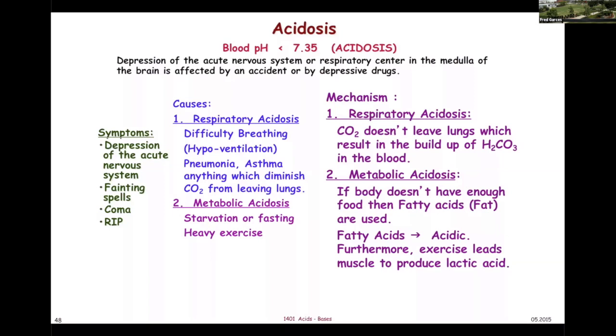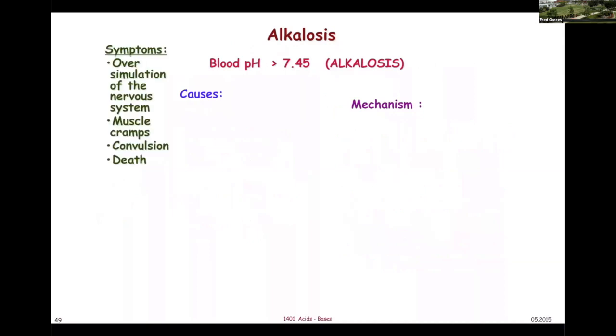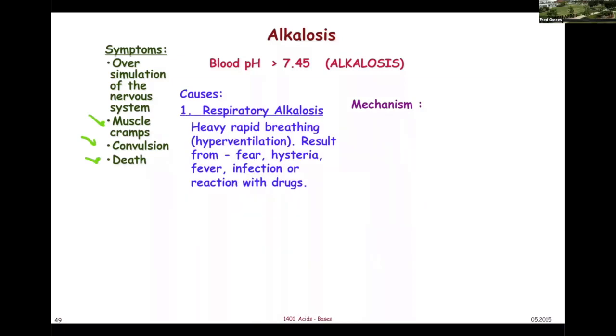Okay. Let's take a look at the flip side. Alkalosis as well will cause muscle cramps, convulsions, and death. And what are the causes? Remember that you are removing hydronium, you are increasing hydroxide. So if you have heavy breathing and you expel more carbon dioxide than usual, then it's going to grab any hydronium in your body and convert it over to carbonic acid. That's not good. This is because you are breathing heavily, maybe because you are hysterical, or you have a fever, or maybe you have a reaction to blood.